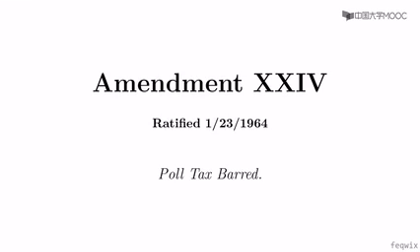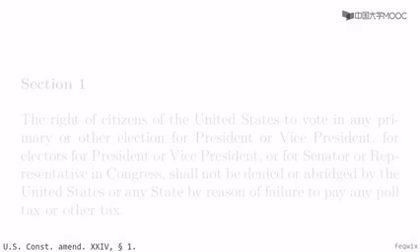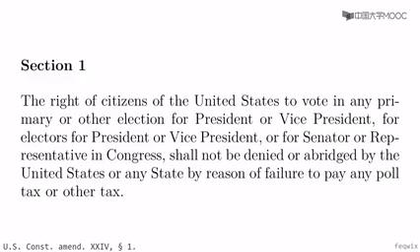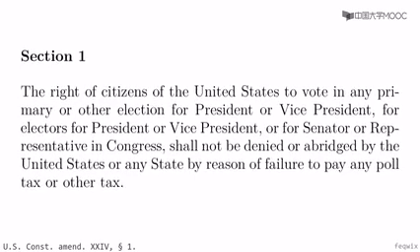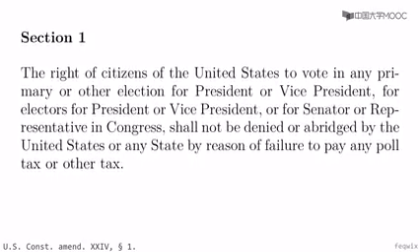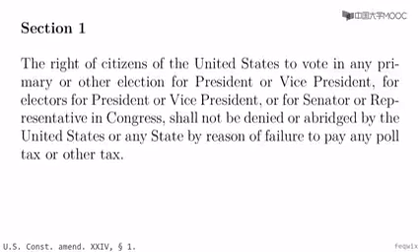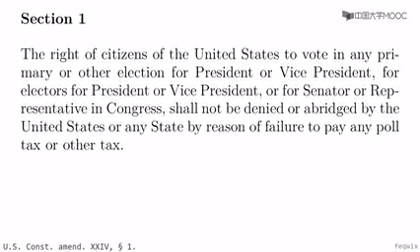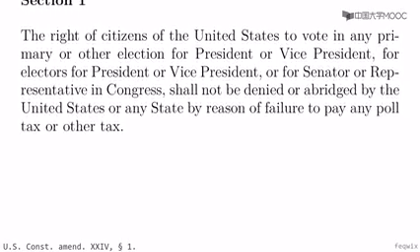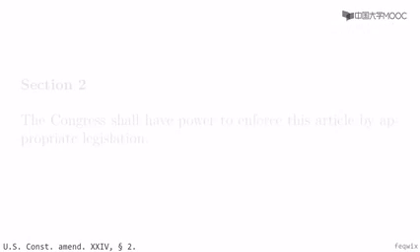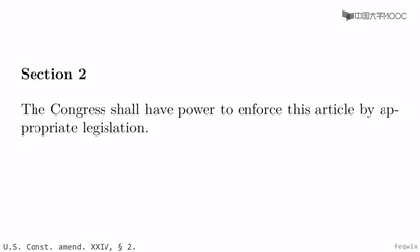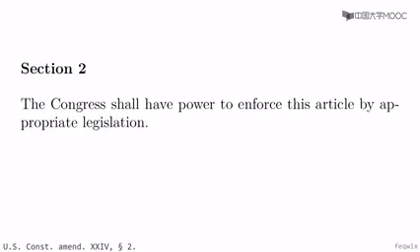Amendment 24. Section 1. The right of citizens of the United States to vote in any primary or other election for President or Vice President, for electors for President or Vice President, or for Senator or Representative in Congress, shall not be denied or abridged by the United States or any state by reason of failure to pay any poll tax or other tax. Section 2. The Congress shall have power to enforce this article by appropriate legislation.